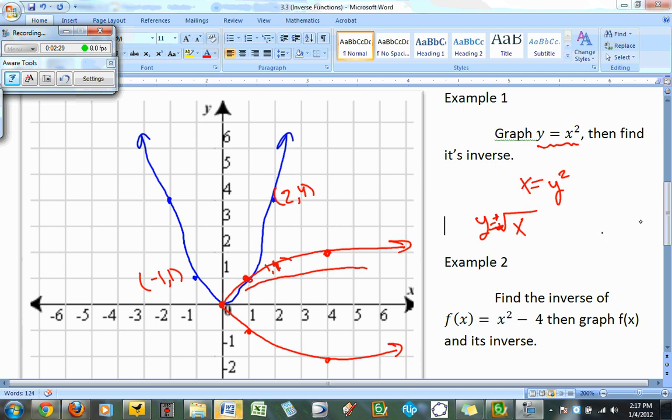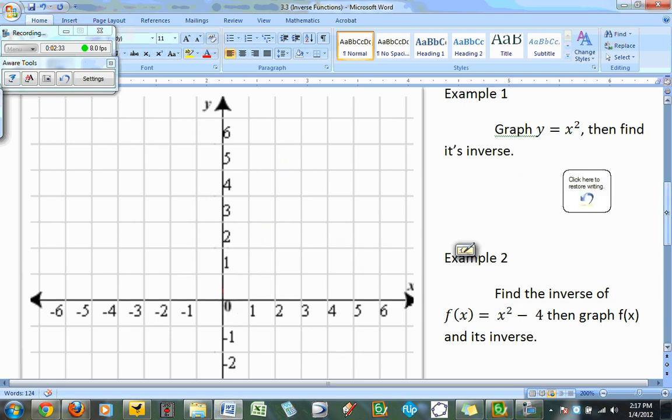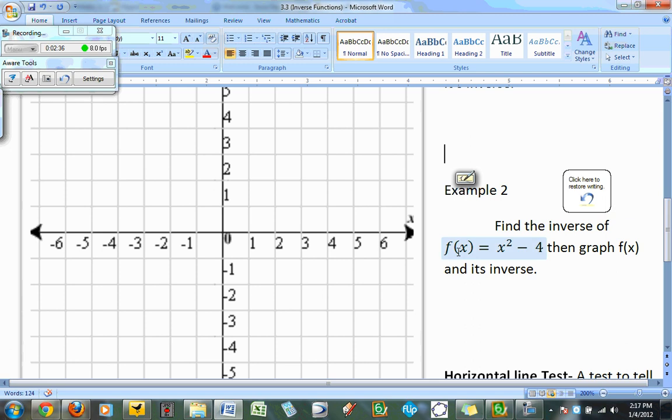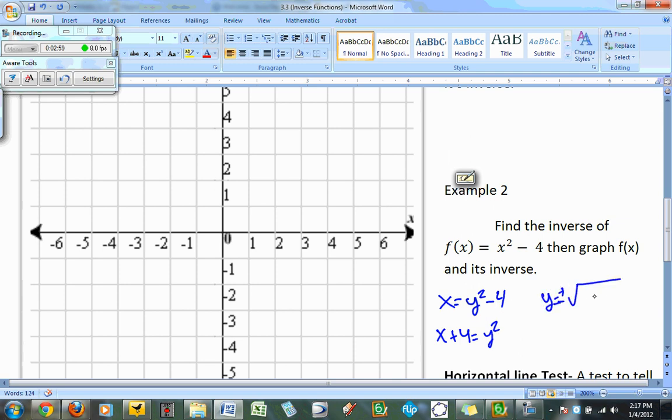And to further prove that point, we're going to look at finding the inverse of f of x equals x squared minus 4, and then graphing both the function and its inverse. We know in order to find the inverse, we just switch the x's and y's. So we say x equals y squared minus 4, and solve for y again. So x plus 4 equals y squared. y equals plus or minus the square root of x plus 4.